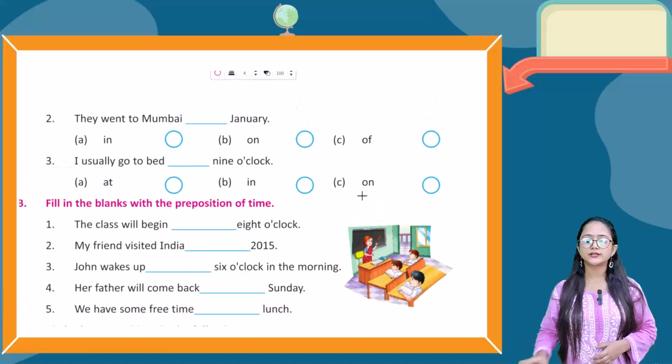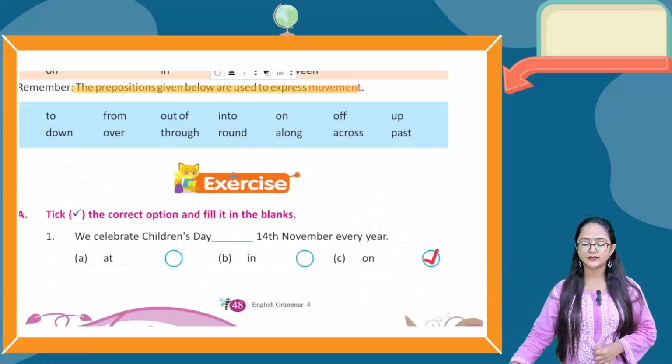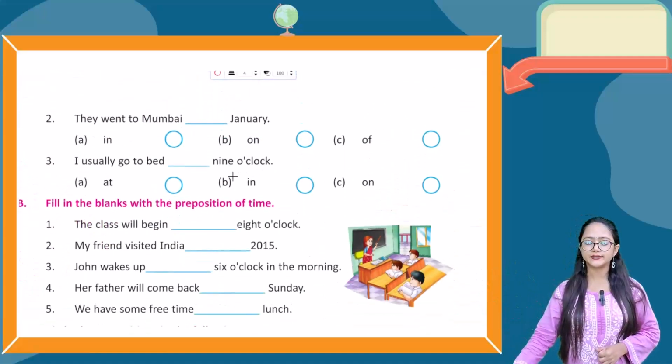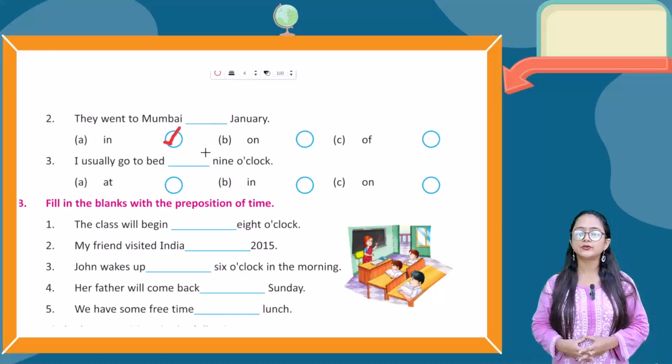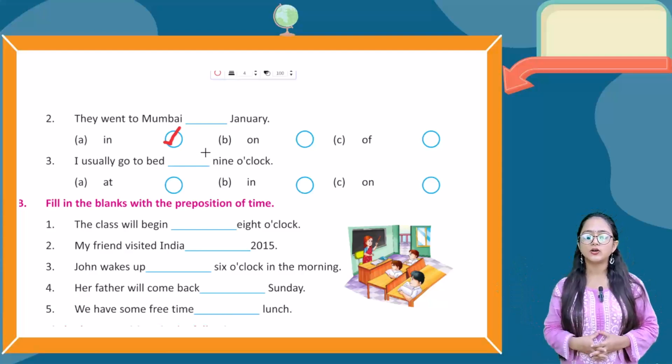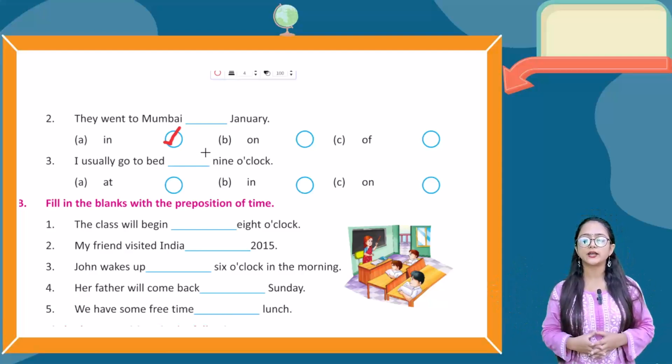Now next question: they went to Mumbai dash January. So here you have to tick in. Next one, I usually go to bed dash 9 o'clock. Options are at, in, on. I usually go to bed at 9 o'clock. So tick at.